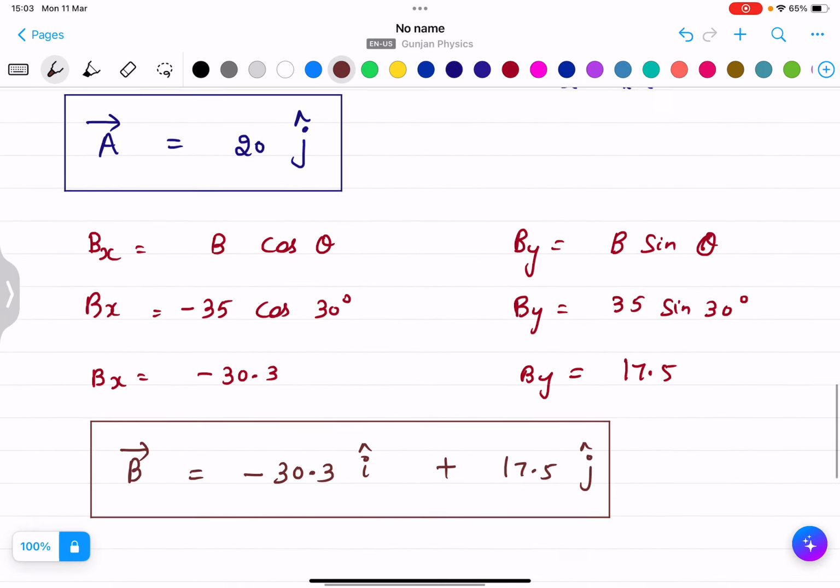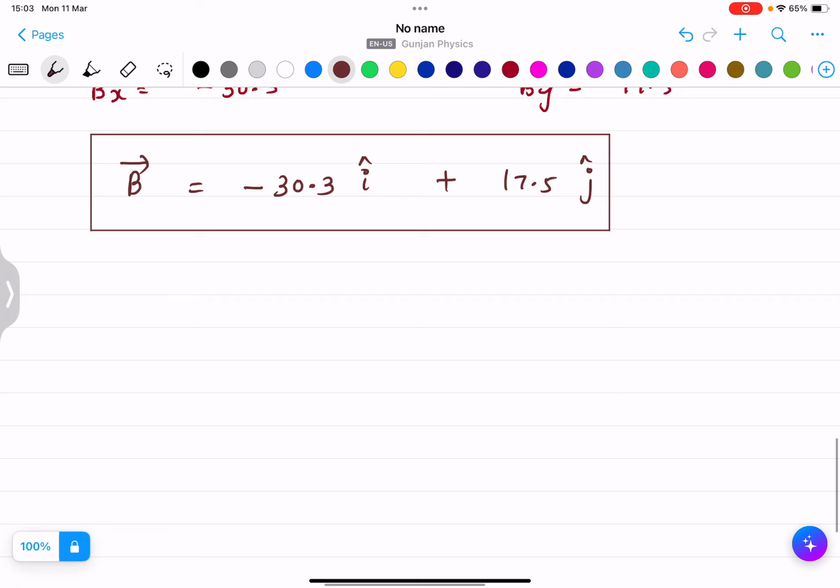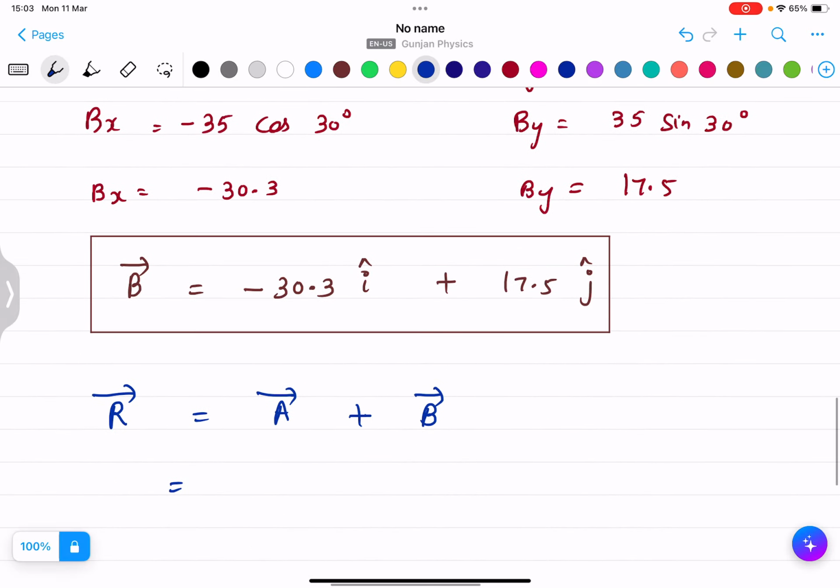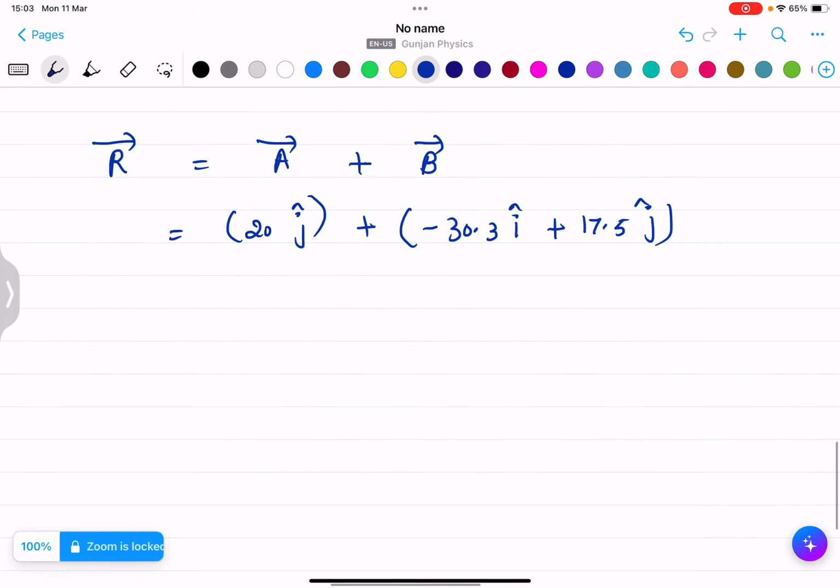Okay, we need to calculate A plus B. Resultant equals A plus B. So what is my A vector? A vector is simply 20j, and the B vector is minus 30.3i plus 17.5j. If I add them, I get the R vector equals minus 30.3i plus 37.5j.